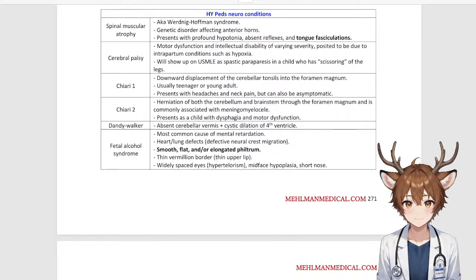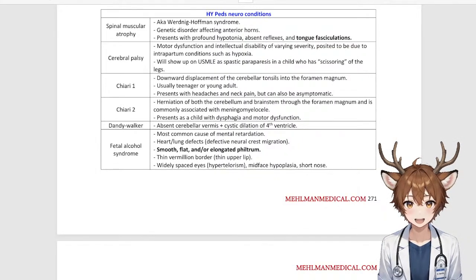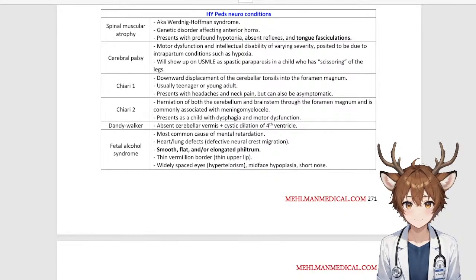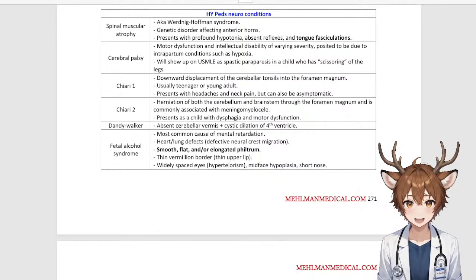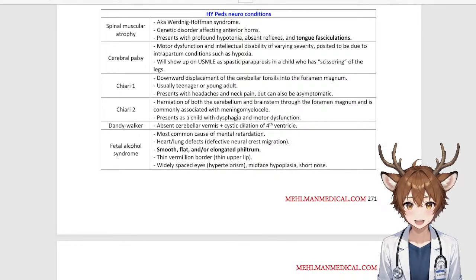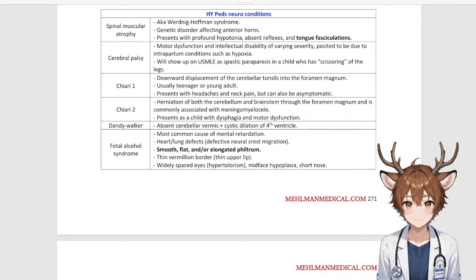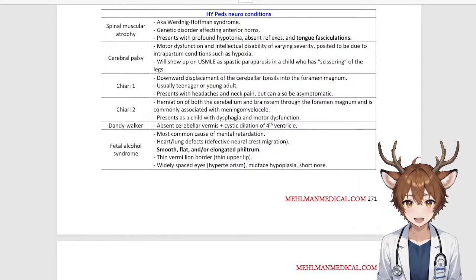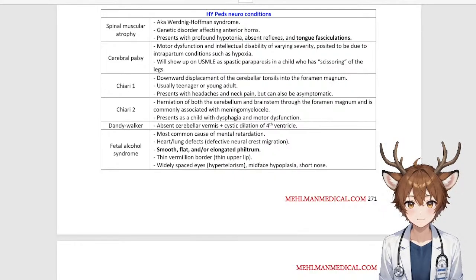Chiari 1. Downward displacement of the cerebellar tonsils into the foramen magnum, usually in a teenager or young adult. Presents with headaches and neck pain, but can also be asymptomatic. What about Chiari 2? Herniation of both the cerebellum and brainstem through the foramen magnum, commonly associated with meningomyelocele. Presents as a child with dysphagia and motor dysfunction.